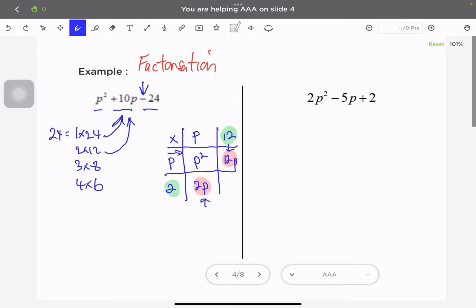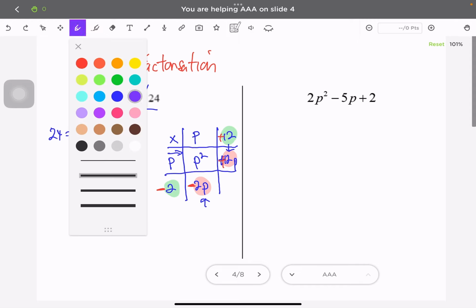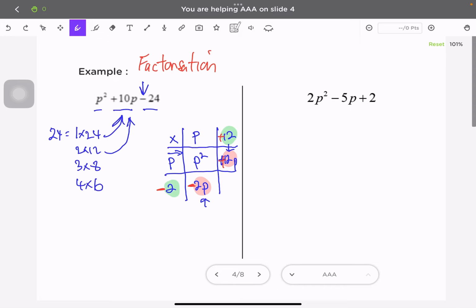I know that it must end up with a positive 10. That means this must be positive and this must be negative. Transfer the sign over. So this must be negative, and this must be positive. When I take positive 12 multiplied by negative 2, that means this and this multiply together, I will end up with this number here, which is negative 24. Okay, which is the one that I want. See? So therefore, the factors of the factorization will be p plus 12 and p minus 2.